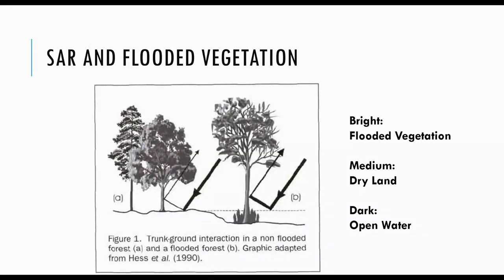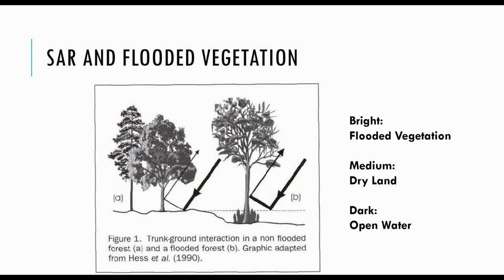It has to do with the way that the radar signal bounces. Typically, starting at the bottom here with dark, open water looks dark to synthetic aperture radar whenever you're off nadir, whenever your radar signal is not shooting straight down. And why is that? It's because you get specular reflection off open water. It's like a mirror, and the signal just bounces off the water and is directed away from the sensor. If you shoot it down at an angle, it bounces away. So it looks really dark because you don't get much signal back.